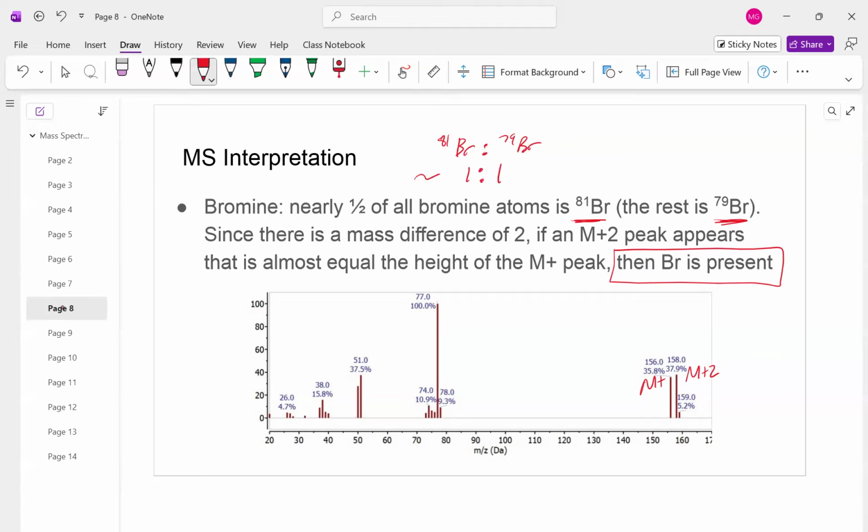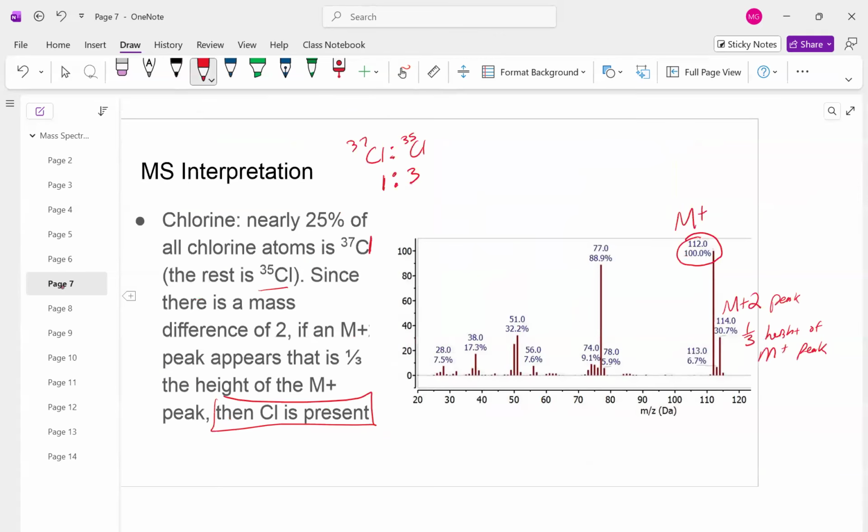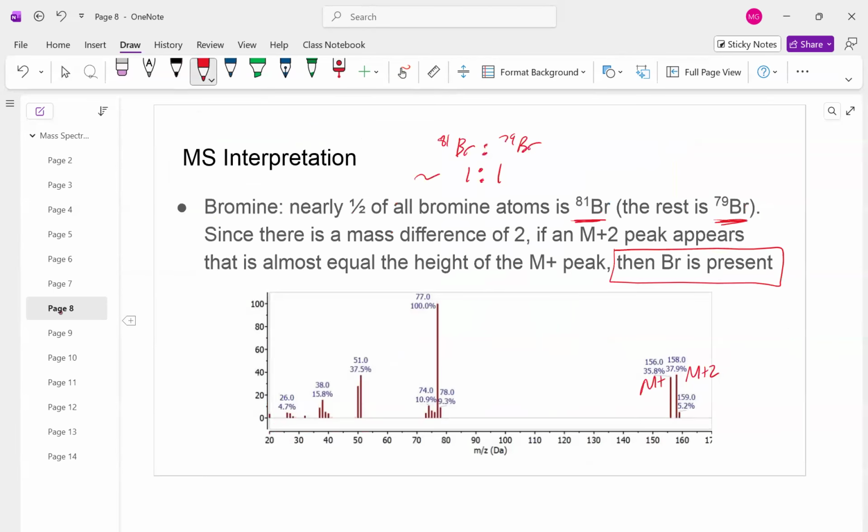Now, there are some other isotopes that do this, but it's not super common, so I'm not going to go over it. And again, as I said earlier, having an M+1 peak representing carbon 13 is not really useful. You can ignore that. But if you're looking at an unknown substance and you see an M+2 peak, I'm going to emphasize it, an M+2 peak that's 1/3 of the height, that tells you there's a chlorine there. And if that M+2 peak is nearly equal to the height of the molecular ion, then that tells you you have a bromine present.